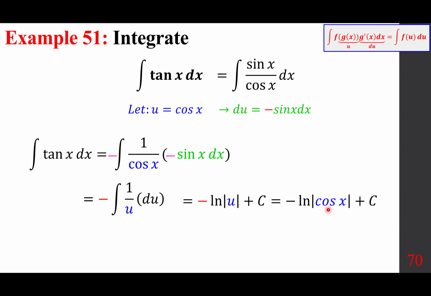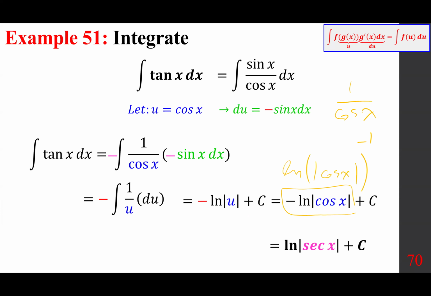Now, if you remember the power rules, you can say ln of cosine x to the power of -1, which means 1 over cosine x, which means secant x. So natural log of absolute value of secant x plus a constant, and that has got to do with properties of logs. Very straightforward.